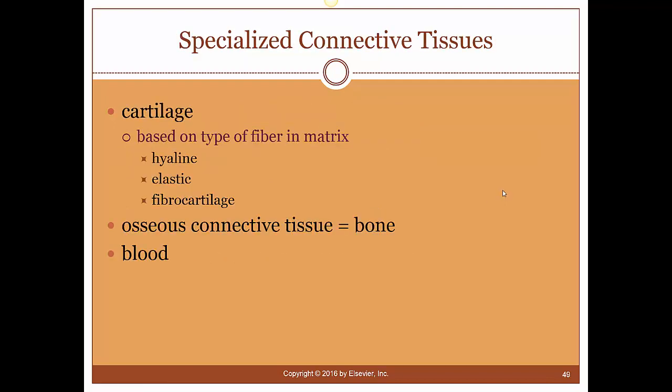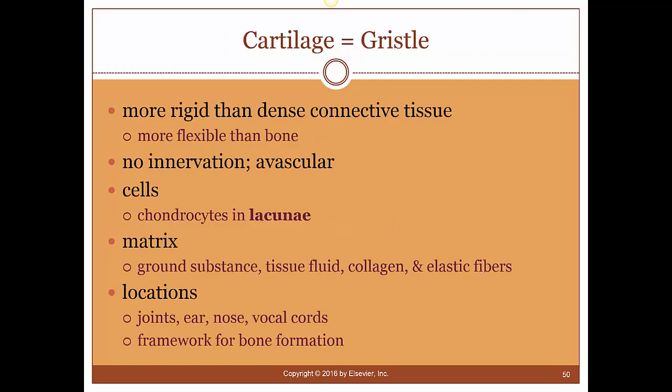Lastly, we get to the third category, which is specialized connective tissue, and we have cartilage in here, and there are three types of cartilage. We'll talk about bone, and then lastly blood. So cartilage is more dense than dense connective tissue, but it's also more flexible than bone. So it's more rigid and dense than our dense connective tissues are, but it's not nearly as dense as bone. However, it's way more flexible than bone.